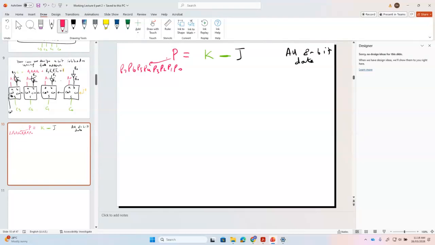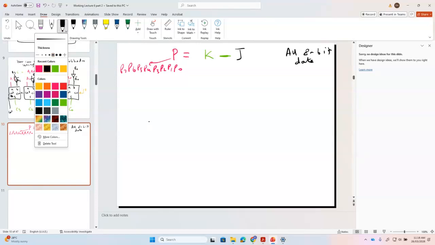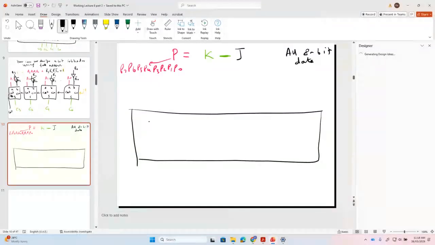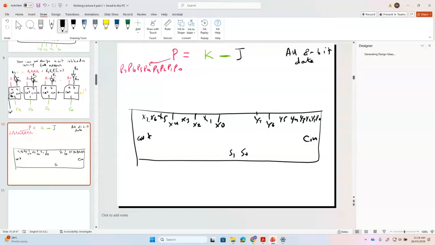And we want to design this using an 8-bit adder. So now if you look at an 8-bit adder, how will it look? We have the signals X7, X6, X5, X4, X3, X2, X1, and X0. Then we have Y7, Y6, Y5, Y4, Y3, Y2, Y1, and Y0. Then we have C in, and then C out, and then S0, S1, S2, S3, S4, S5, S6, and S7. Any question?